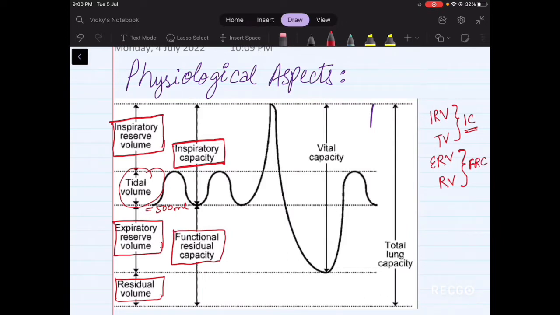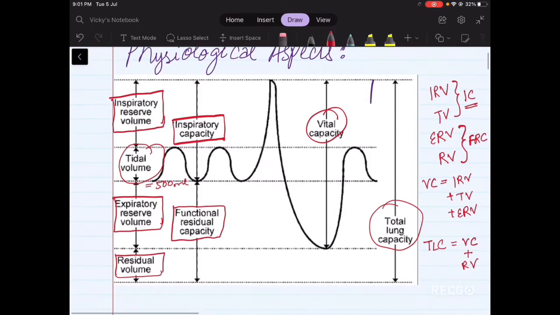Then there is the vital capacity and the total lung capacity. Vital capacity includes inspiratory reserve volume, tidal volume, and expiratory reserve volume, while total lung capacity is the summation of all the volumes. That is, we can say that it is a combination of vital capacity plus residual volume.